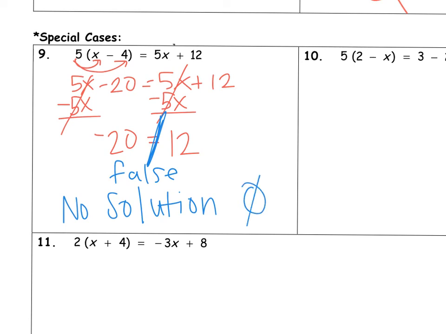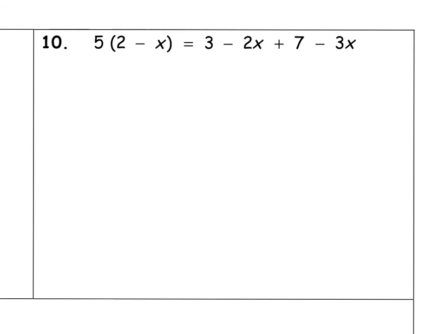So what happens if they cancel and the sides are balanced? Do we remember what that might be? So let's look at number 10 to find out. Let's see if that one has both sides balanced.